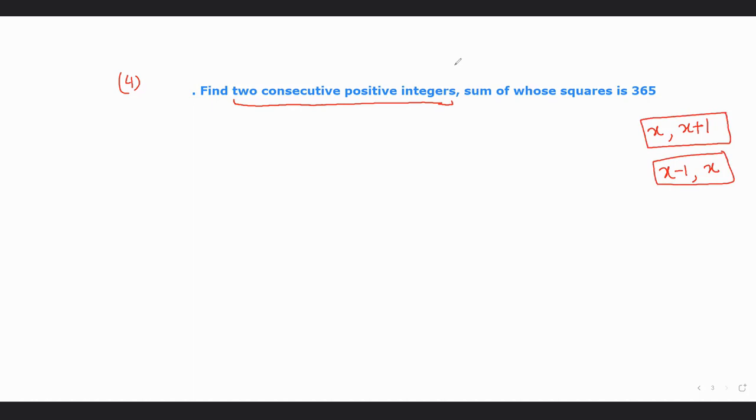So now let us say, let two consecutive positive integers are x and x plus 1. So now in the statement they have written sum of whose squares is 365.